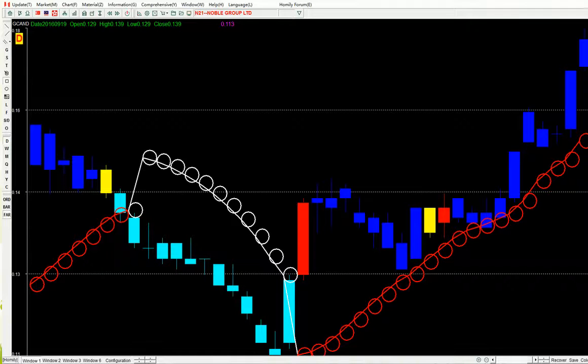Turn to red candlestick again, buy again, okay? So here, sell half position. Here, we should sell out. So let's see some examples.